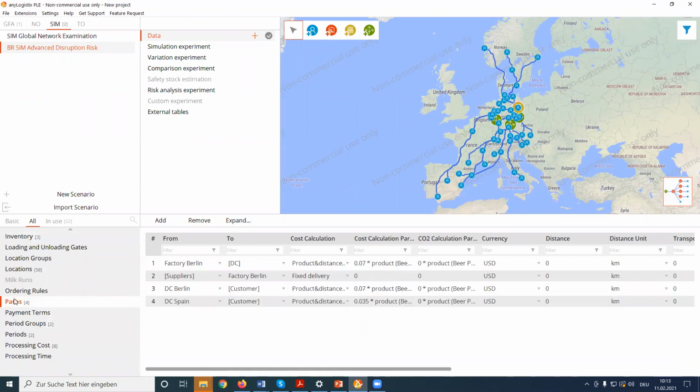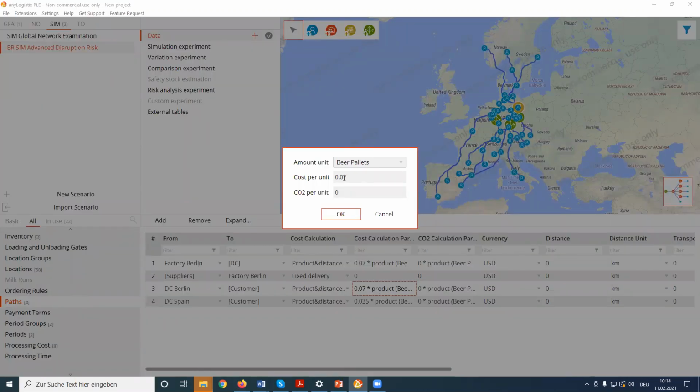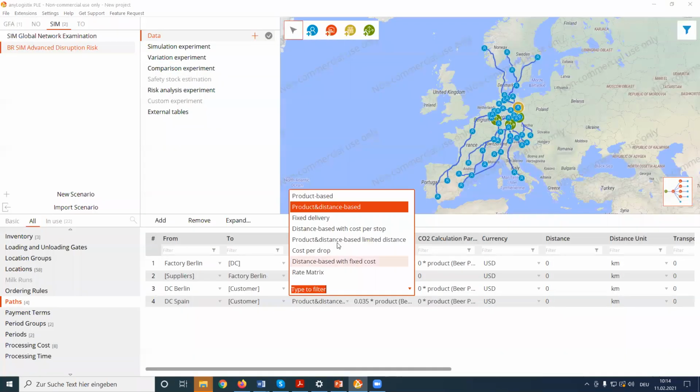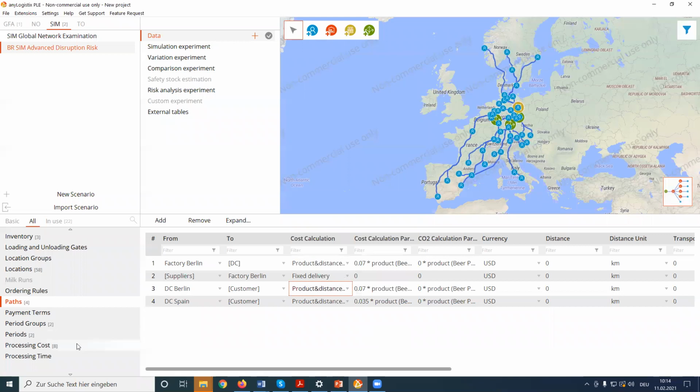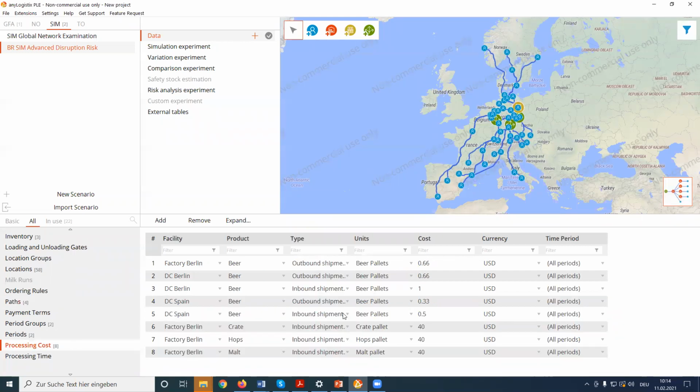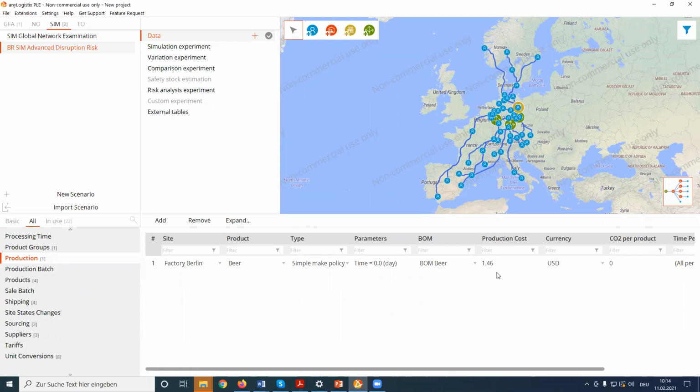So this is a kind of internal inventory control policy to control production. Then we are given paths in the network, transportation rules, the flow of goods. First, ingredients arrive from suppliers to the factory. Then beer is shipped from the factory to DCs and from DCs to customers. We are also given transportation costs for each of the transportation paths. For example, we pay 7 cents for transportation of one beer pallet for 1 kilometer. It is a product distance-based transportation cost computation. We also have some processing costs in the warehouse and in the factory, inbound and outbound processing costs. In production, we do not consider capacity limitations, we only consider production costs.